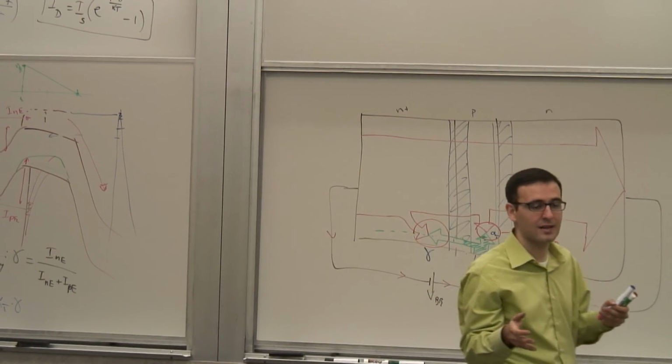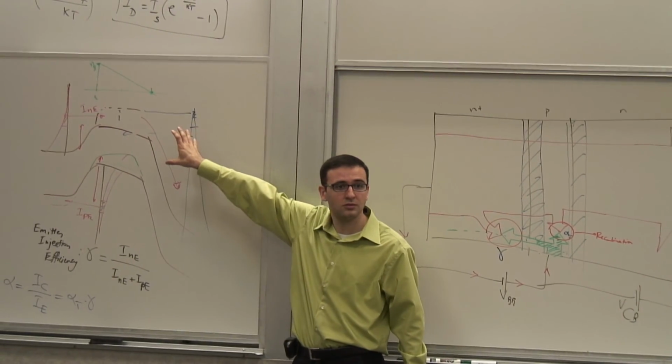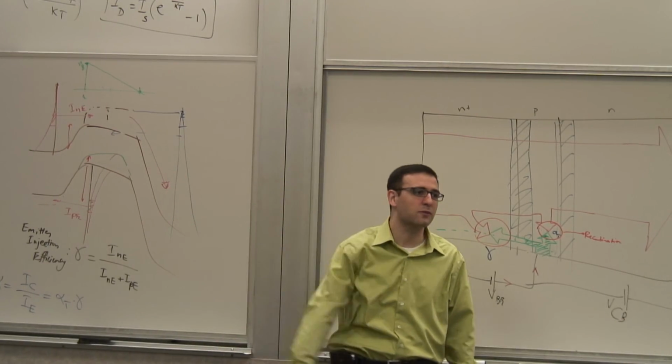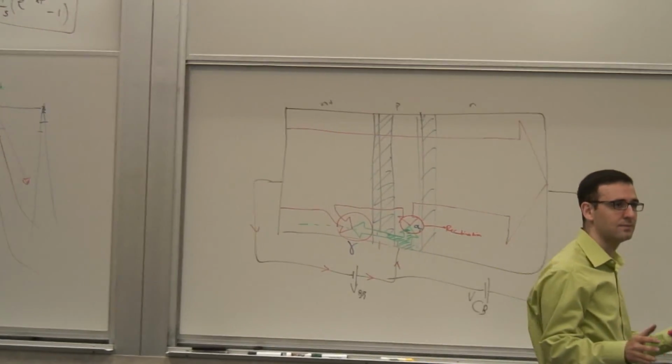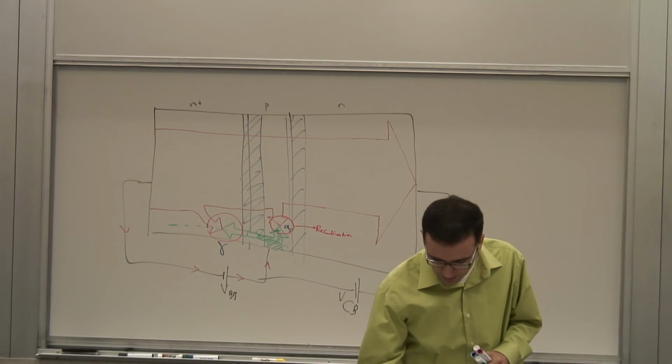It could be there. Now, if your reverse bias on the collector voltage is very small, then it can be substantial. That's taken into account. But for most practical cases, we don't worry about that. Any questions on this?